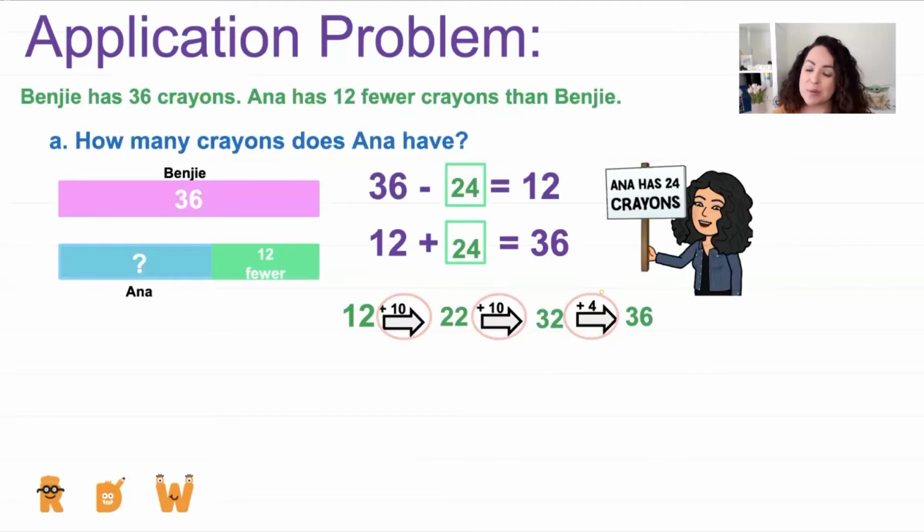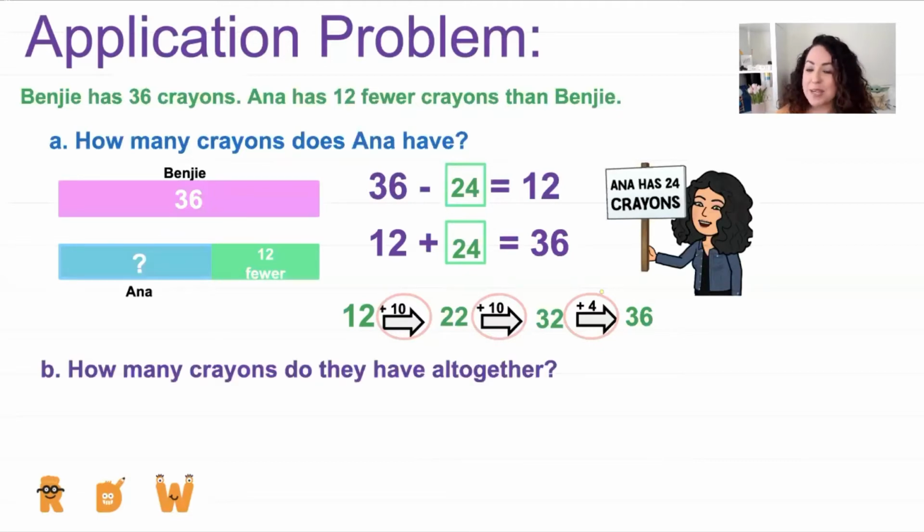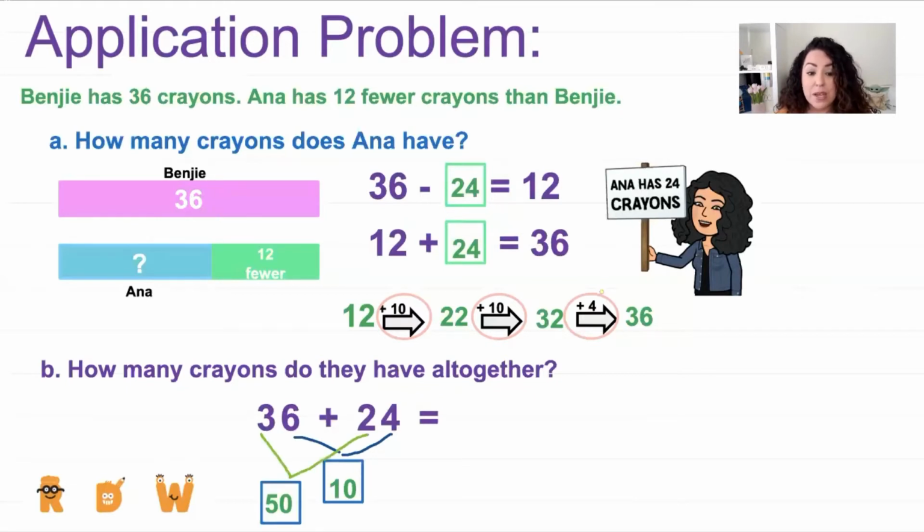So this is a 2-part problem, so let's look at the other part. How many crayons do they have all together? Well, now that we know that Anna has 24 crayons and Benji has 36 crayons, we can just add those numbers together. So what I'm seeing is that 6 and 4, those make a 10. So if I put those numbers together, I have 10, and then 3 tens plus 2 tens is equal to 50. So now I could just rewrite that number sentence, 50 plus 10. Can you do that in your head? I can do that in my head.